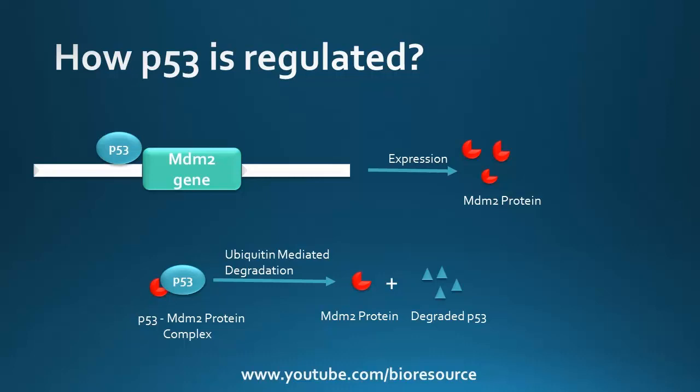Let's see how p53 is regulated. p53 can bind to the MDM2 gene and causes the expression of MDM2 protein. The MDM2 protein can in turn bind to p53, and through the ubiquitin mediated degradation pathway, an MDM2 protein and degraded p53 is formed. So the ubiquitin will degrade the p53 MDM2 protein complex.